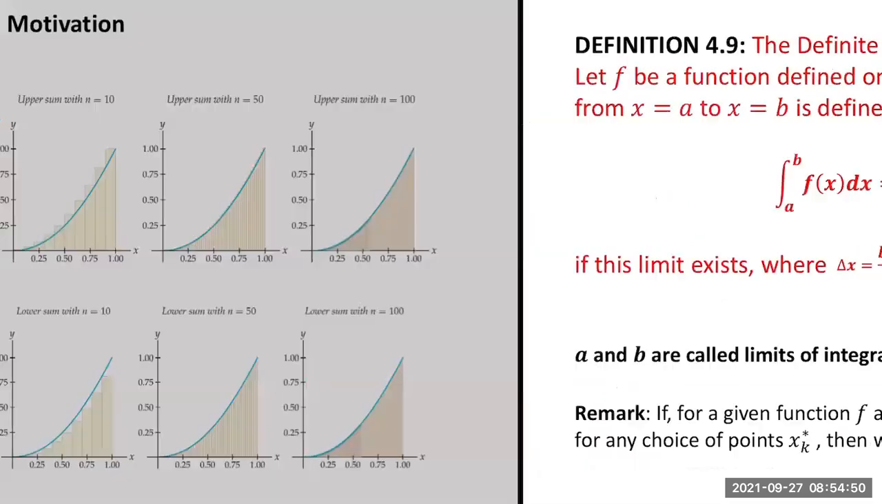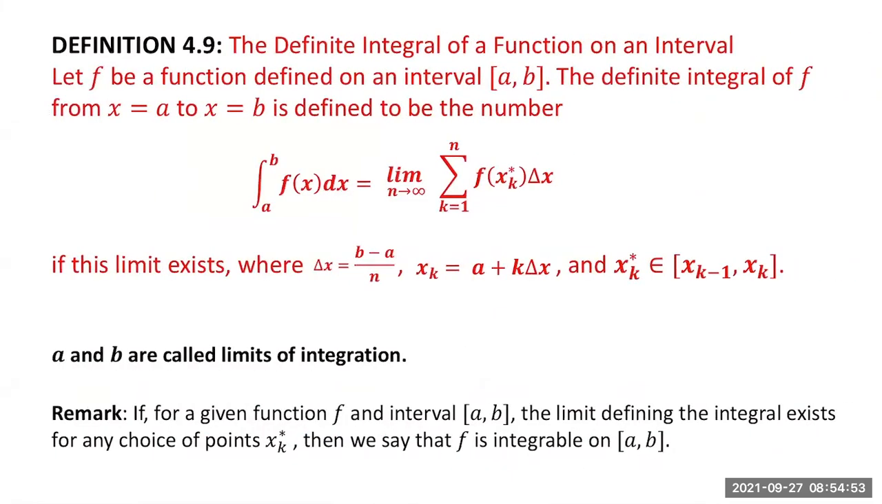Now let's define definite integrals formally. Okay, here is the first definition we have. Definition 4.9. The definite integral of a function on an interval. We are going to define the definite integral of a function on an interval. Let f be a function defined on an interval a comma b. Then the definite integral of f from x is equal to a to x is equal to b is defined to be the number.